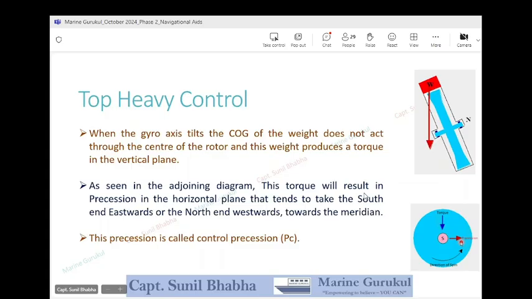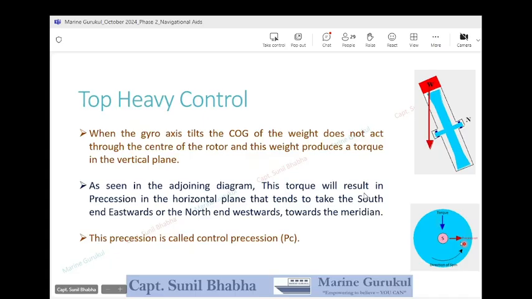So the torque is resulting in a precession in the horizontal plane that tends to take the south end in the eastward direction. If the south end is pushed or precessed in the eastward direction, the north end is going to precess westwards. Now when the north end precesses westwards, it is going back towards the meridian.